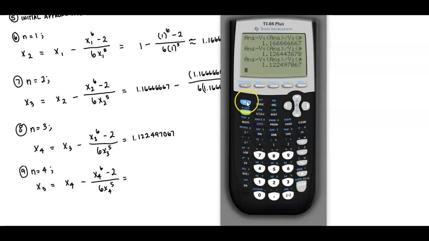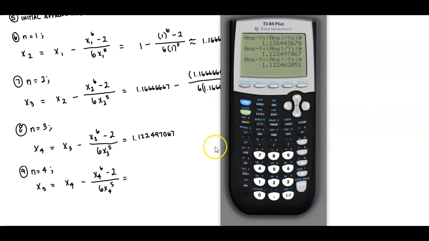So let's go ahead and do that again. Now we're going to store this answer. So second answer minus vars, go to Y-VARS, hit the function, select the y1, and then parentheses with your answer as the input, and then divided by vars, and then go to function and go to y2, and then parentheses with your answer.